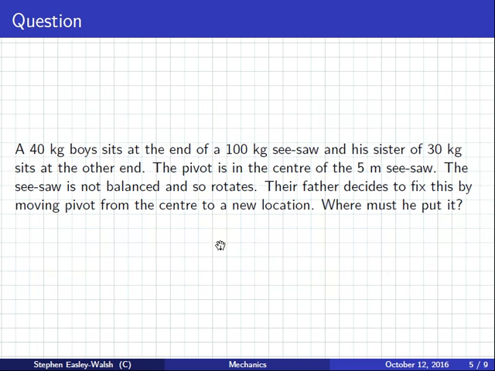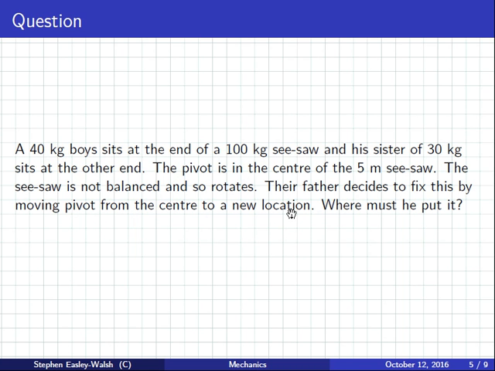Right, we have a couple of examples to do. Let's try this one together. So I just need you to draw the picture. A 40 kg boy sits at the end of a 100 kg seesaw, and his sister, 30 kg, sits at the other end. The pivot is in the center, but the seesaw is not balanced, so it starts to move. So their father decides to fix this by moving the pivot. Where must he put the pivot?